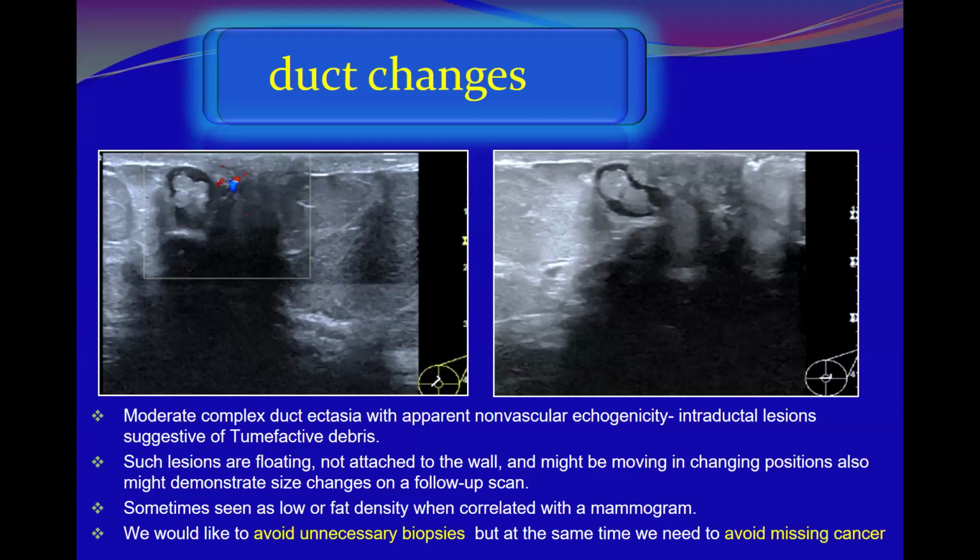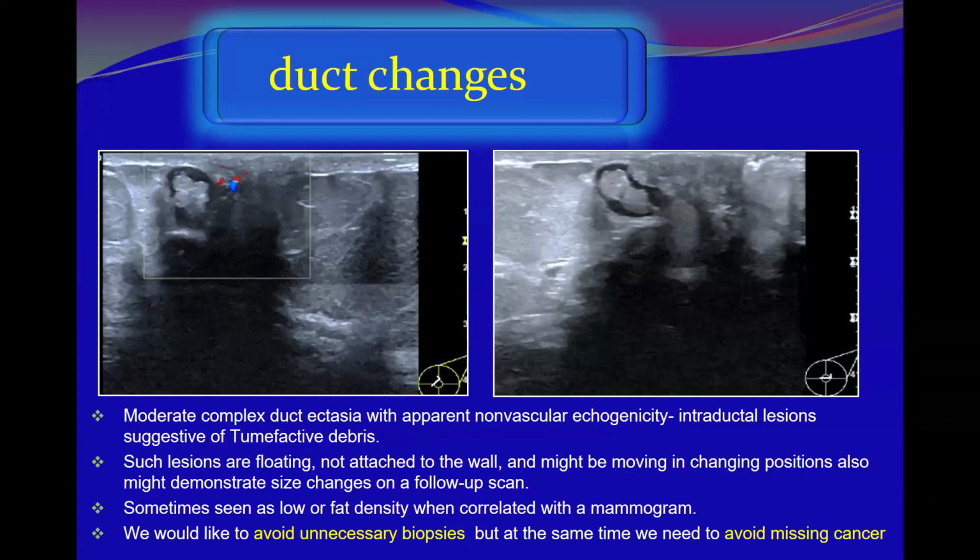In this case, fortunately, it was non-vascular. The vascularity is peripheral, rim vascularity. There is no vascularity related to the intraductal component, but that doesn't exclude a soft tissue component. Lack of vascularity does not exclude that the lesion is soft tissue.